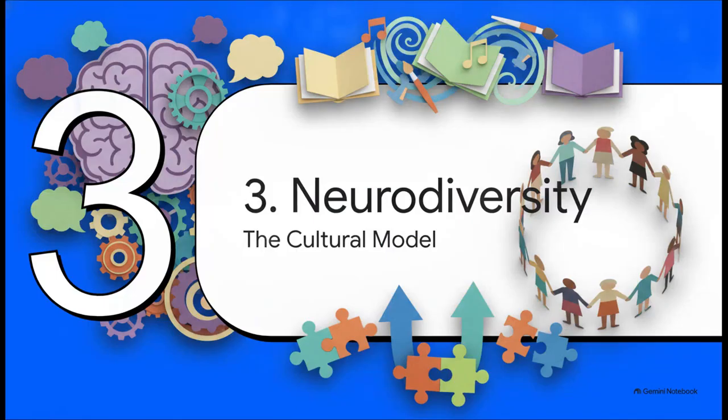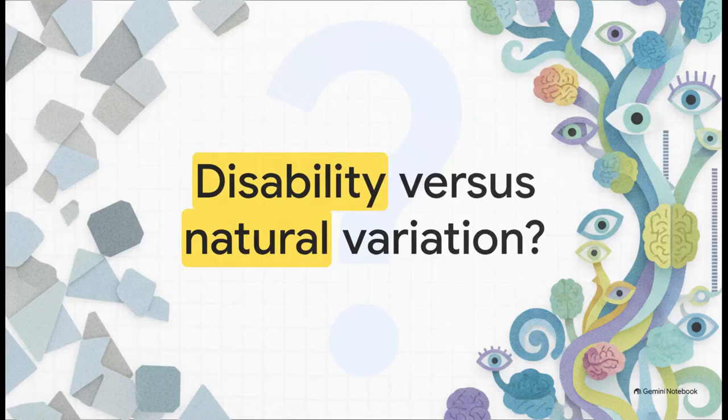That brings us to Section 3, Understanding the Neurodiversity Movement. The core question we have to ask here is, are we looking at a disability or simply a natural variation? You see, instead of looking at autism merely as a medical problem that needs to be fixed or cured, the neurodiversity movement asks us to consider it as a natural human variation in how brains are wired. Think about it like this. Just like people have different eye colors or different heights, people just have different kinds of brains.